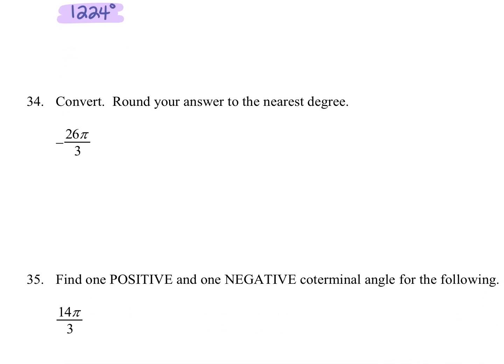Next is negative 26 pi over 3. You're converting that into degrees. This is number 68 from your review. So again, multiply it by 180 over pi. Your pi's cancel. 3 goes into 180 60 times. So you're doing 60 times negative 26, which is negative 1,560 degrees.